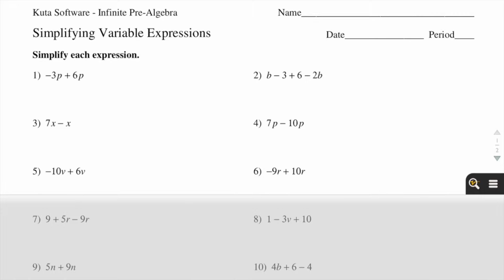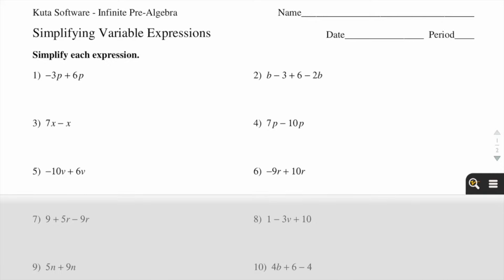This video is going to cover simplifying variable expressions. What we want to do is take 2 or 3 different terms and combine them if they have like terms, if they have like variables or the same variable. So let's start with number 1.